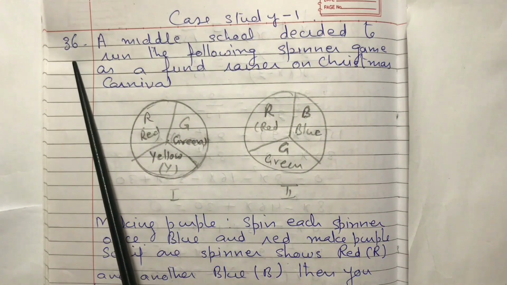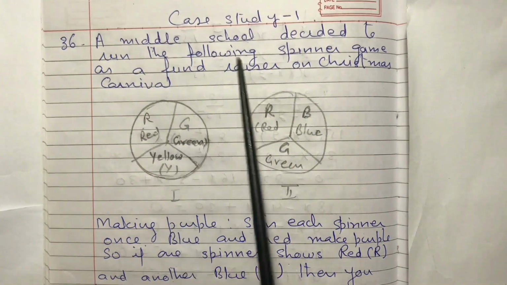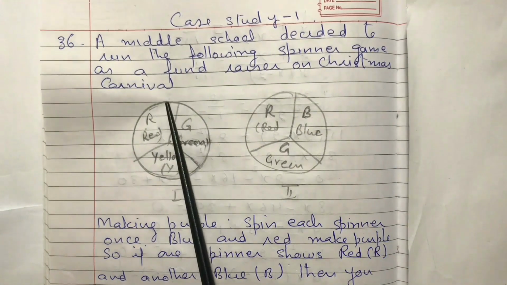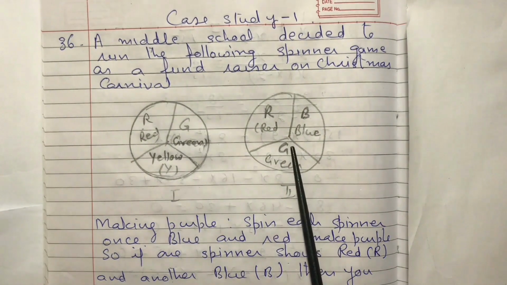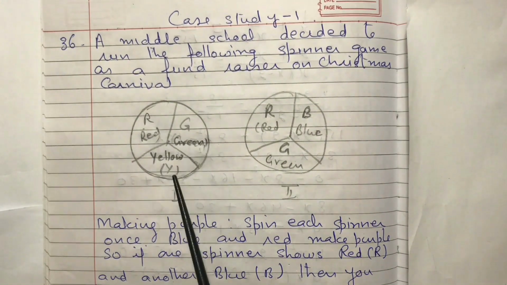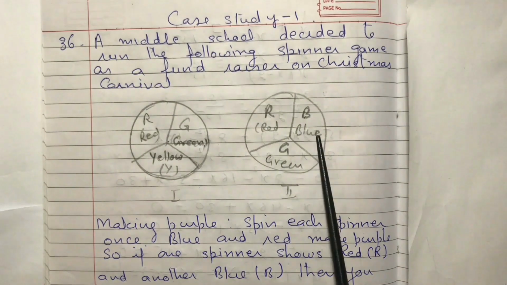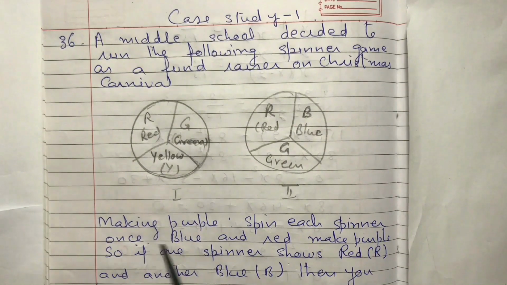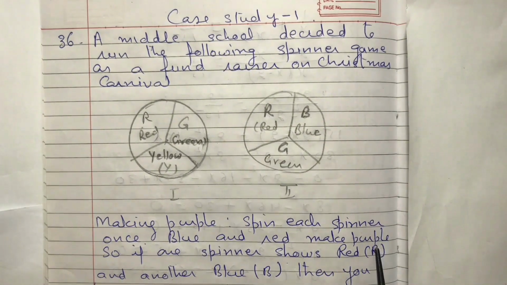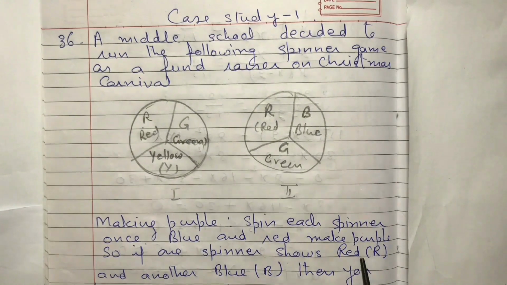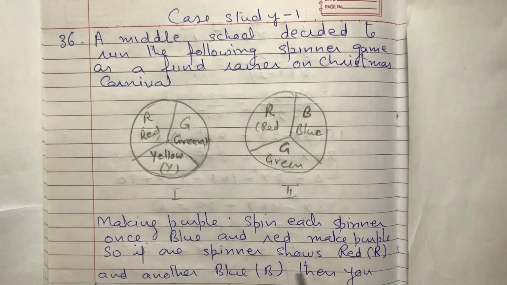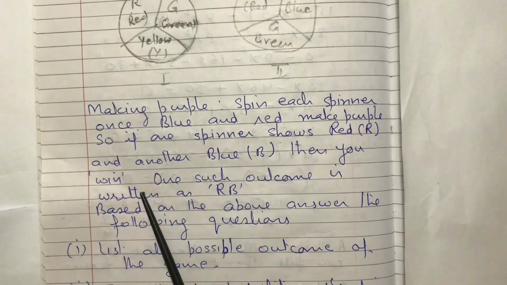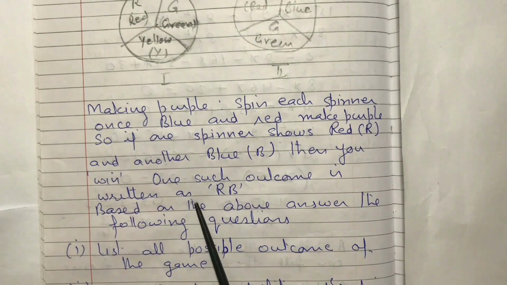Now this is question number 36, case study 1. A middle school decided to run the falling spinner game as a fundraiser on Christmas carnival. Now these are 2 spinners. There is written red, green and yellow on this spinner, red, blue and green on this spinner. Making purple. Spin each spinner once. Blue and red make purple. So if one spinner shows red and another blue, then you win. One such outcome is written as RB.